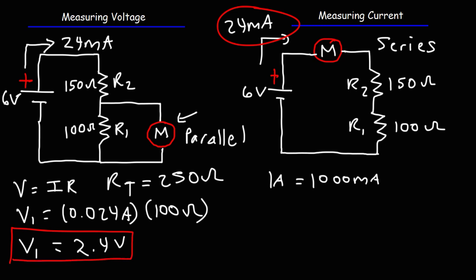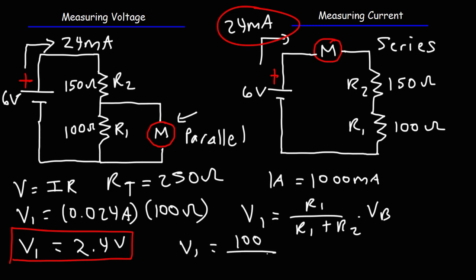There's also another method that you could use. Because this circuit forms a voltage divider circuit, you could use this formula. V1 is going to be equal to R1 over R1 plus R2 times the voltage of the battery. So R1 is 100, R1 plus R2, that's 100 plus 150, that's 250, times 6 volts. So 6 times 100 is 600, divided by 250, that's going to give you 2.4 volts as well. So that's another way in which you can calculate the voltage across R1.